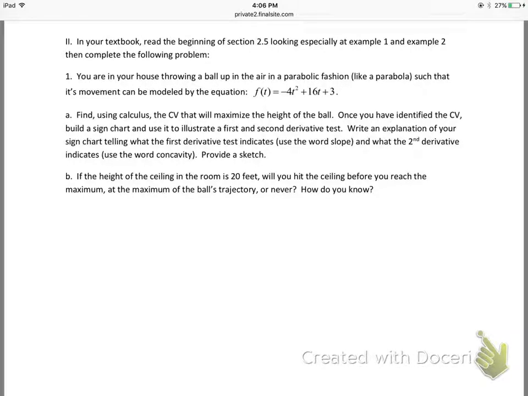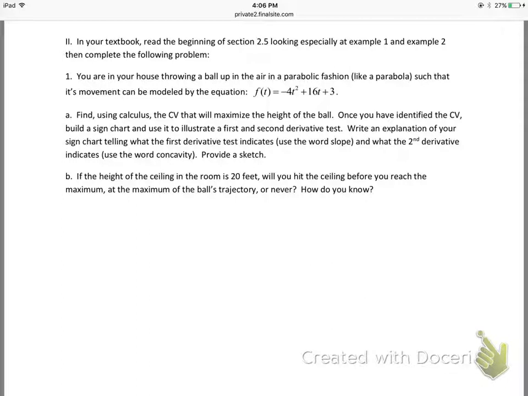In this video, we're going to work on day 2 of the 2.5 optimization homework, and we're going to start with question number 2. It does tell you to read your textbook beginning in section 2.5. You want to get used to reading a textbook and looking at examples and working them through, because sometimes, especially when you get to college, you're going to be assigned a section of a book that you're responsible for, and if you've never read a textbook, it's going to be an eye-opening experience. So start working on reading our textbook. You have it online, so you can definitely do that.